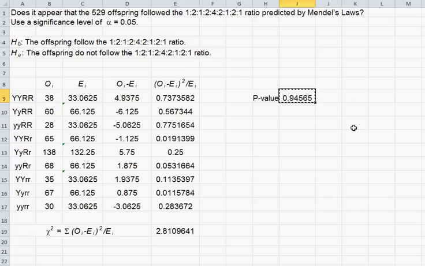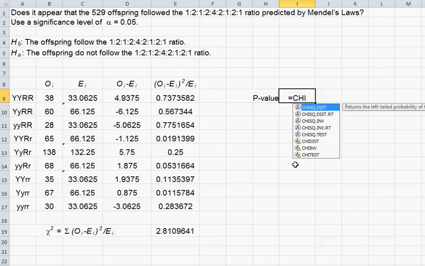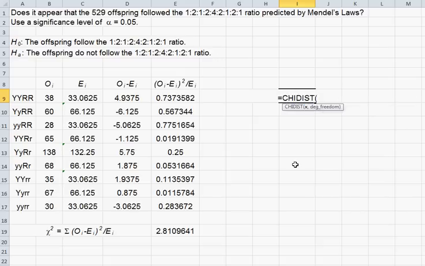Let me just show the command again. We have chi.dist.rt, parentheses, E198. If you don't have Excel 2010, but instead have Excel 2007 or before, there's also a command CHIDIST. That's the way it used to be in the old days, in Excel 2007 and before. And this command does the exact same thing.